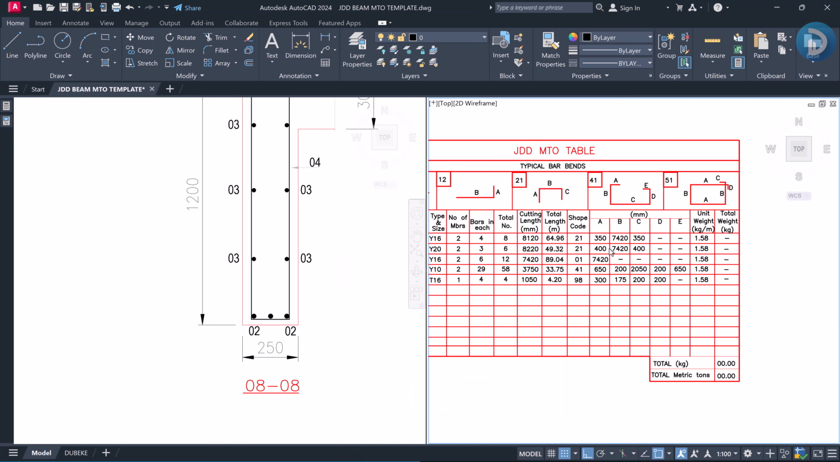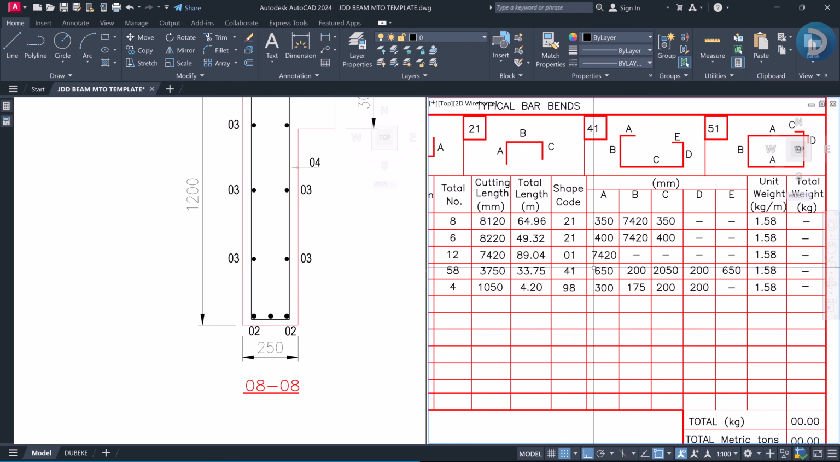So this part A here becomes 1120. This part B becomes 170.